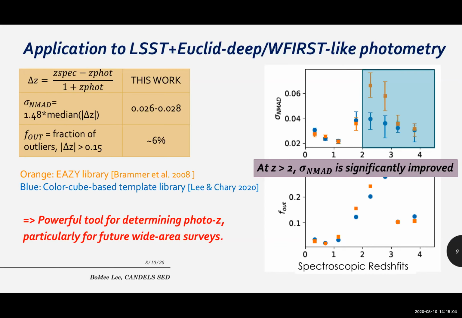So in conclusion, our color cube-based template library clearly has merit, especially for future large extragalactic surveys, which will provide deep UGRIZ YJH photometry.